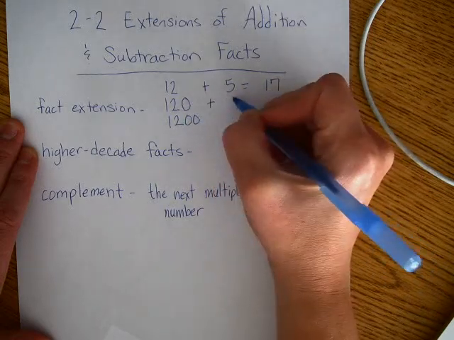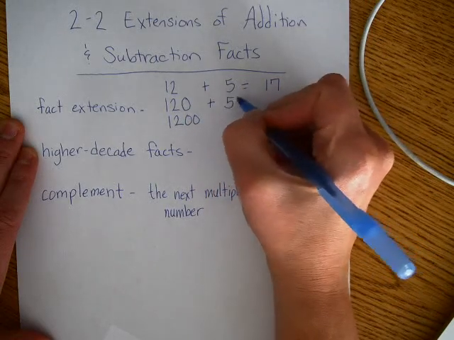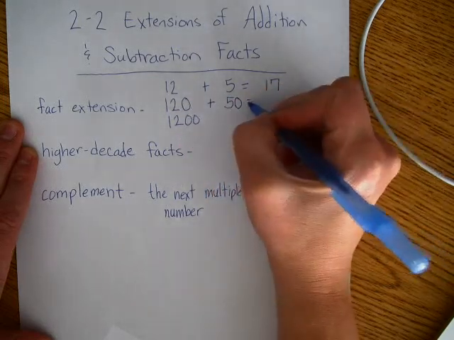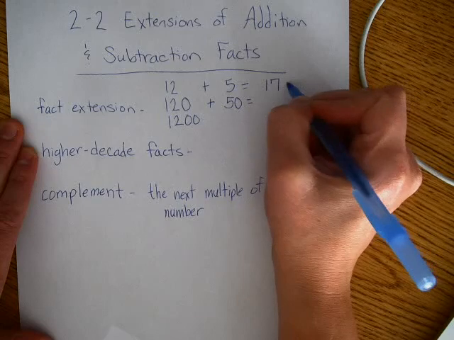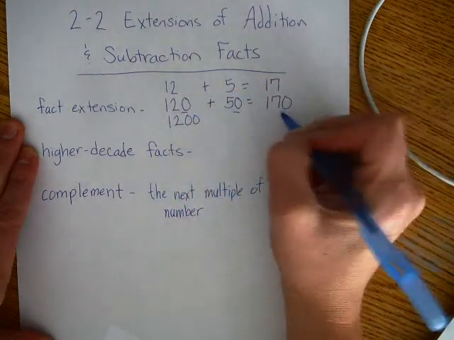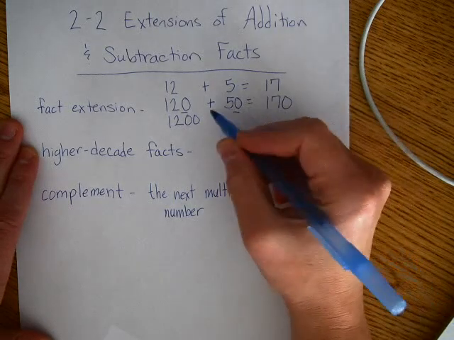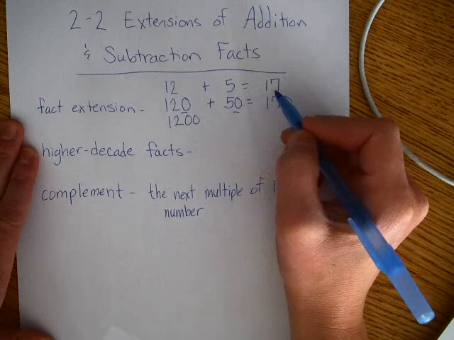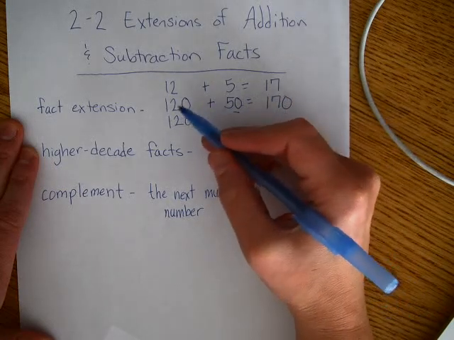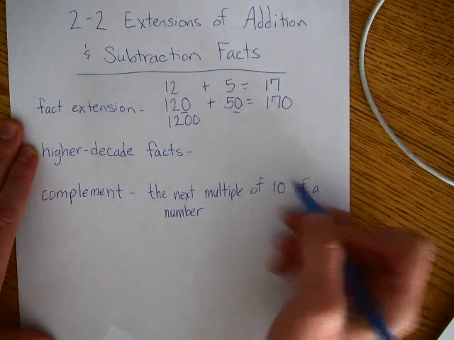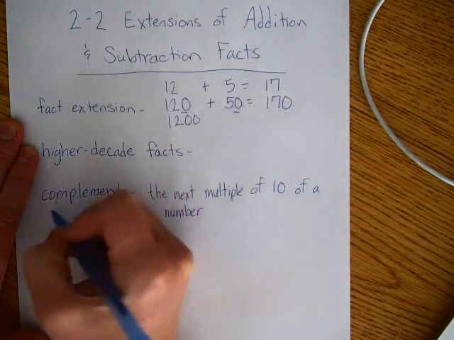We can also figure out, by multiplying both by 10, 120 plus 50. All we have to do is add a 0 to the end, because each of these had a 0 on it, so we just add a 0 to our answer, and this is what's called a fact extension. If we know a basic addition fact, then we can multiply both by 10, and if we multiply a number by 10, the next multiple of 10 of a number is called a complement.